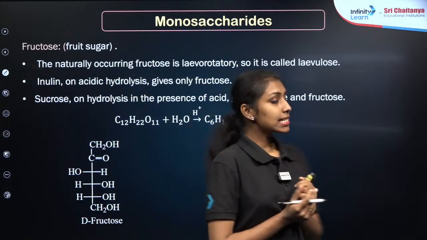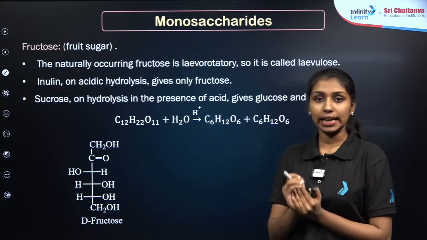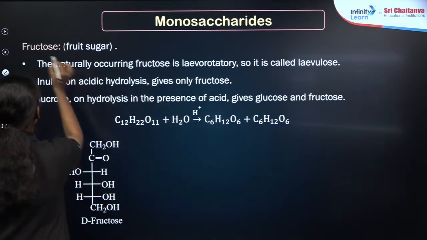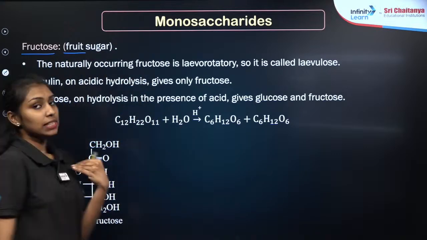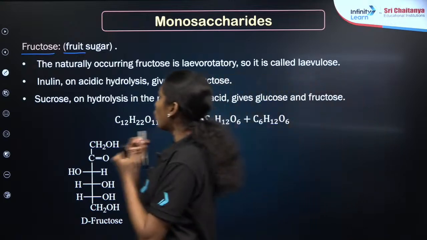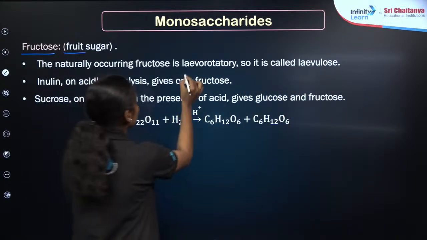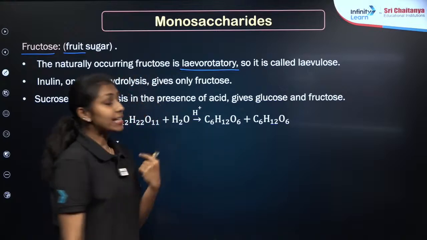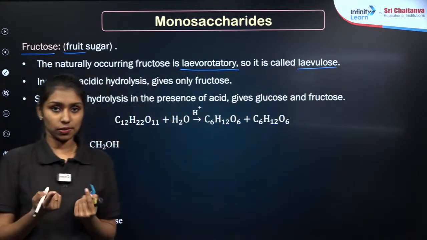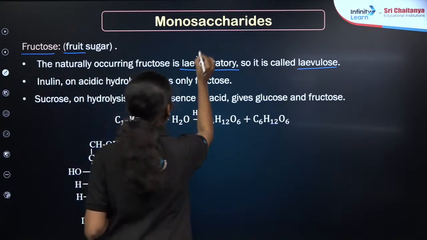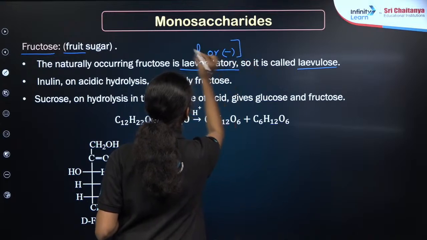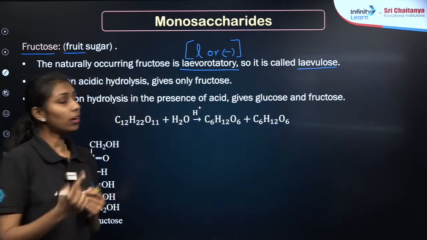Okay, fine. Now let us discuss the next type of monosaccharide, that is fructose, right? Fructose means fruit sugar. This is the carbohydrate or sugar which is present in most of the fruits, so it is known as fruit sugar. The naturally occurring fructose is levorotatory, so it is known as levulose. Glucose is dextrorotatory, so it is known as dextrose. Here it is levorotatory, small letter l or minus. So it is called levulose.